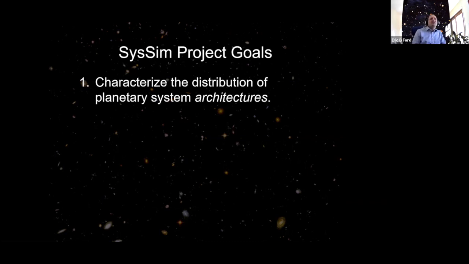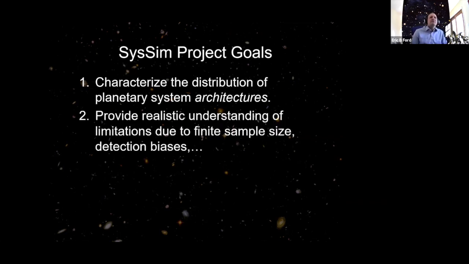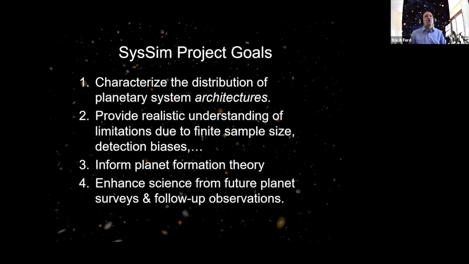So the goals for this project have been to characterize the distribution of planetary architectures, but also to understand the limitations. Unfortunately, as great as Kepler was, there's a finite number of planetary systems that were observed. There are these detection biases, and that does lead to some remaining uncertainties. So we want to understand what those uncertainties are, and that way we can inform planet formation theory, but not over-inform planet formation theory. And of course, the shortcomings, the gaps in our knowledge that remain, that's what we want to think about for what we should do in future surveys so as to elucidate those questions that we weren't able to address with Kepler.